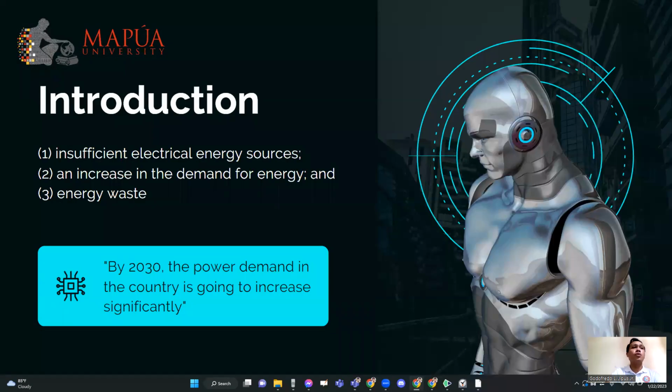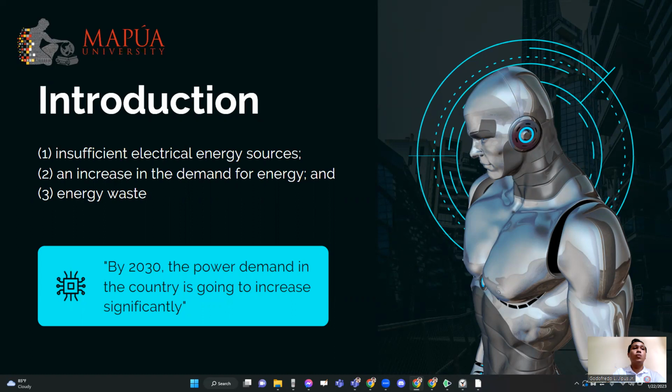So for the introduction, we know that electrical energy has become one of the most significant commodities that has been utilized in everyday life, making it increasingly difficult for energy distributors to control the consumption and distribute it fairly to the consumers. So here are the following problems that account for that reason. First, we have insufficient electrical energy sources. Second is an increase in the demand for energy, and last is the energy waste.